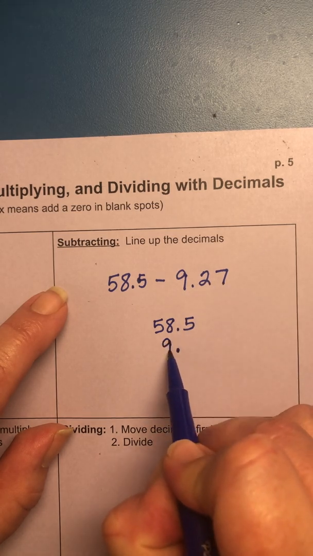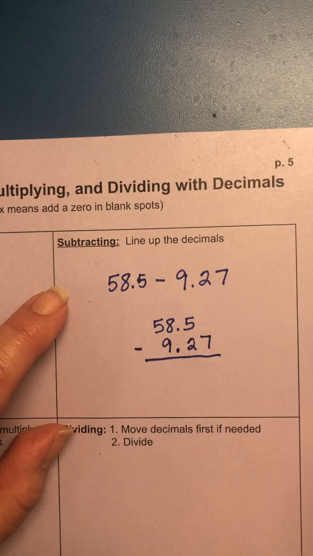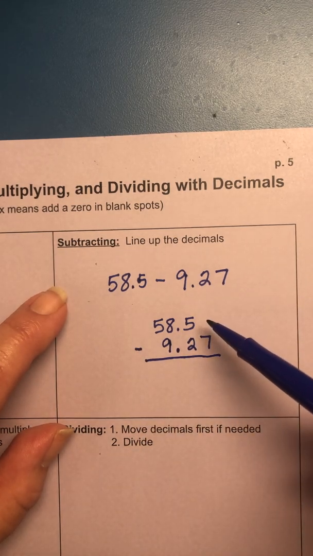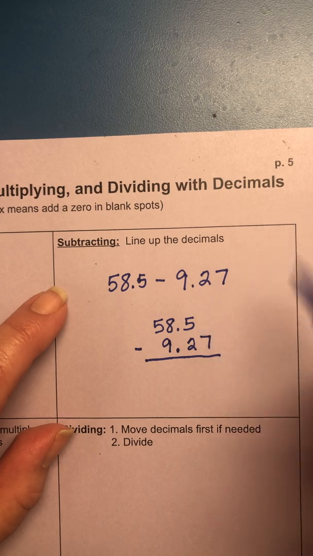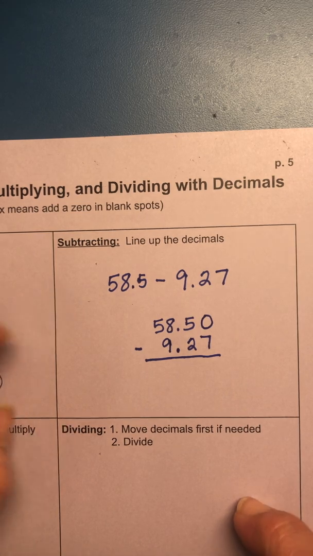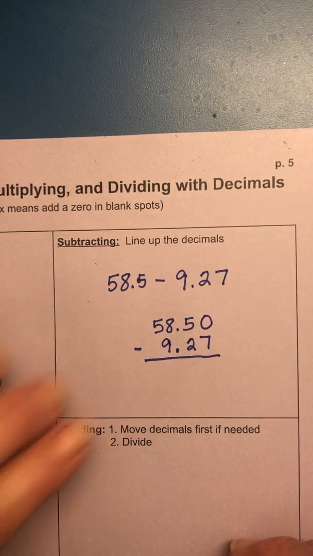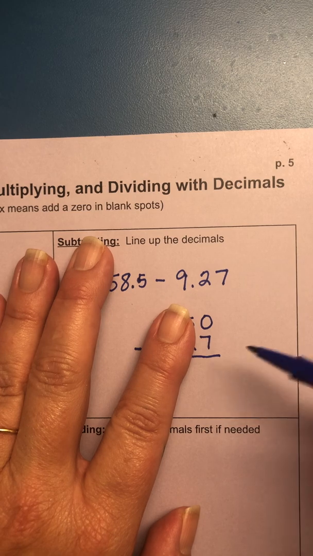So I'm going to say 9.27. Subtract. What am I going to do in this empty spot here? You guys remember? I'm going to annex a 0. Now, I hope I don't have to tell you this, but, you know, you never know, so I'm going to say it anyway. But a few years ago, I had a whole lot of 6th graders coming in, and they were kind of doing subtraction like this the first few weeks of school.